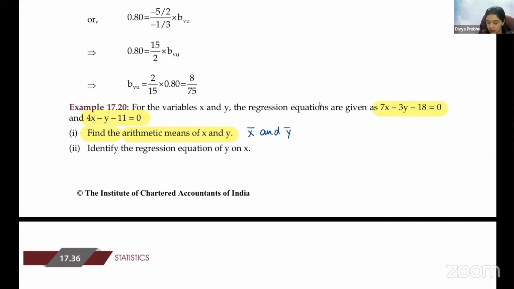How can you find this? Simply go for simultaneous equation of these two equations. You will get the value of x, you will get the value of y. That itself will be x bar and y bar. Clear? So whenever they are asking you to calculate the arithmetic mean of x and y, given two equations, all you have to do is go for the simultaneous equation method. That's it. Clear?